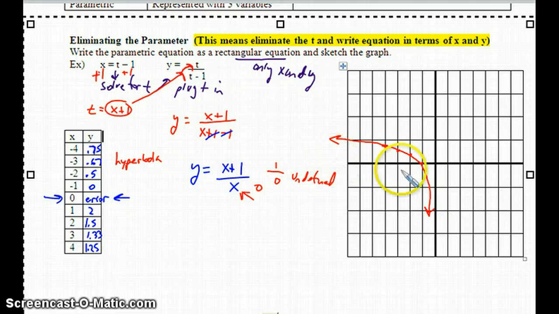Then the second branch would go at 1, 2, 2, 1.5, 3, 1.3, and 4, 1.2. So you can see that this branch is approaching the value of y equals 1, but won't touch it. And this side will come up and approach 0 here, but it will not touch it. So this is what our hyperbola is going to look like in rectangular form.